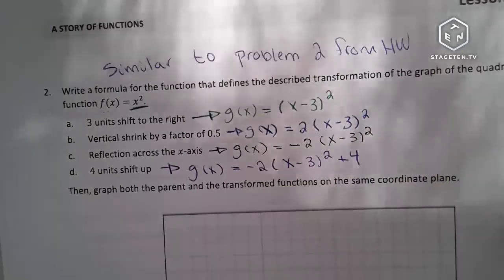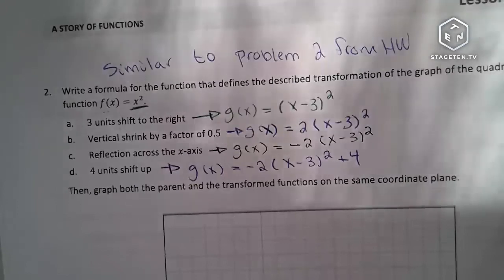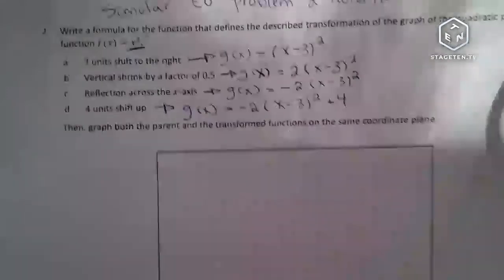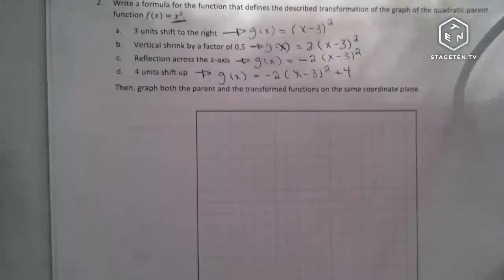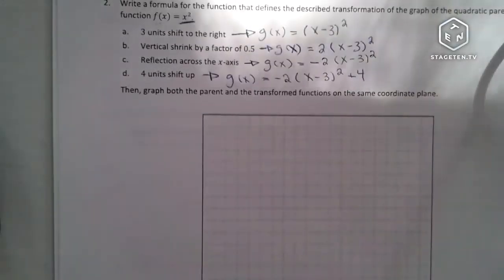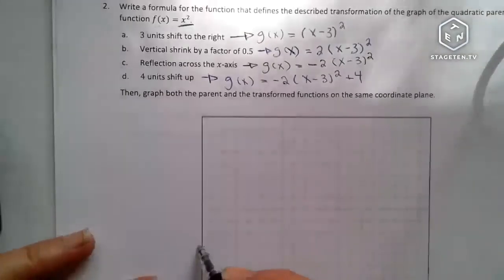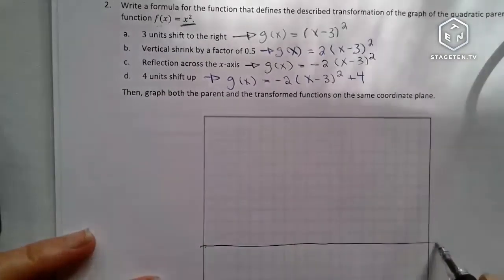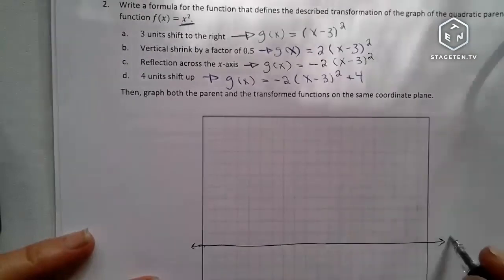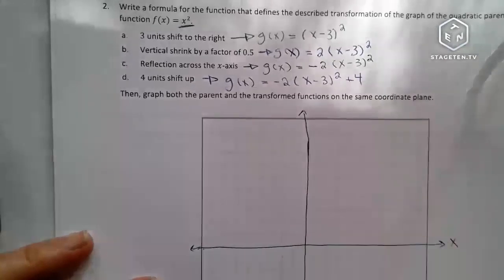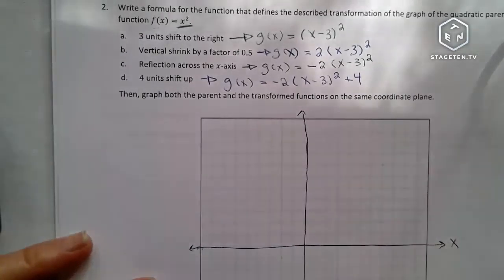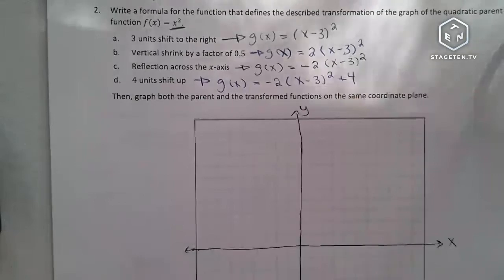Now we're supposed to graph the parent function and the transformed function on the same coordinate plane. So I'm going to try and zoom out so you can see the equations, but also the graph. So I'll make my x-axis here, and my y. Whoop. Not very well. I should have used a ruler, which I have somewhere.